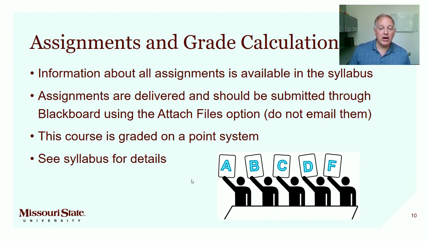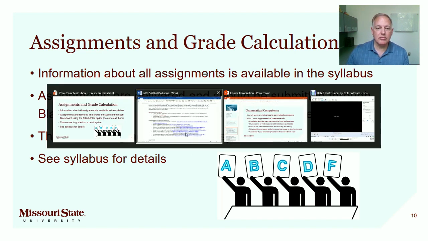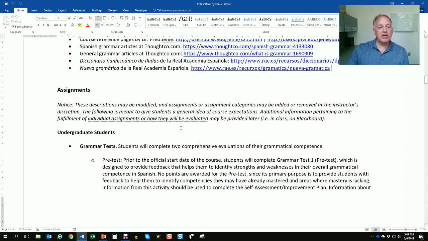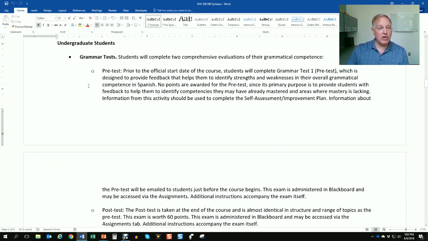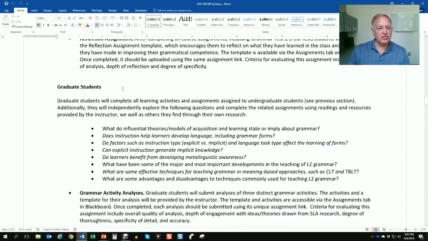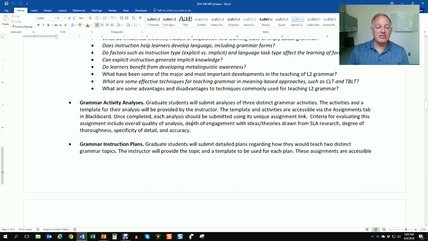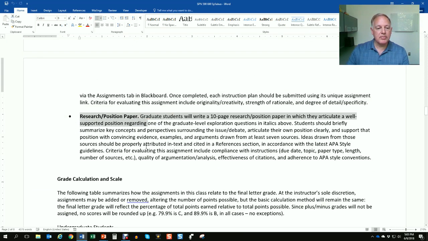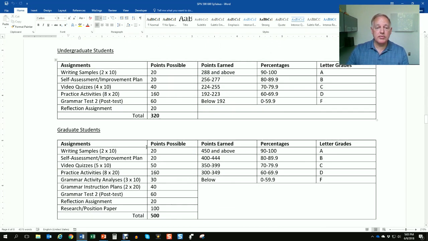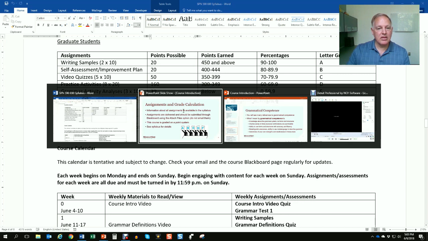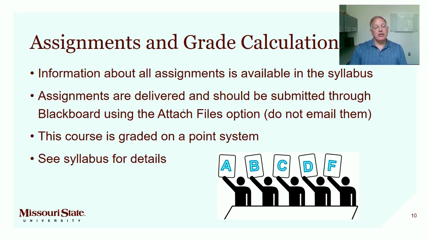Now, this course is graded on a point system. Again, we can take a quick look at the syllabus here, and you can see what I'm talking about. Here is the information about each of the assignments separated: undergraduate students and graduate students. It's important to note that graduate students complete the same activities as the undergrads and a few additional activities, including a research paper. The grade calculation scale for both groups is here. You can see it's a straight point system, right? 90, 80, 70, 60, depending on the number of points that you attain or achieve, okay? All right. And, okay, so see syllabus for details. We just did that, okay?